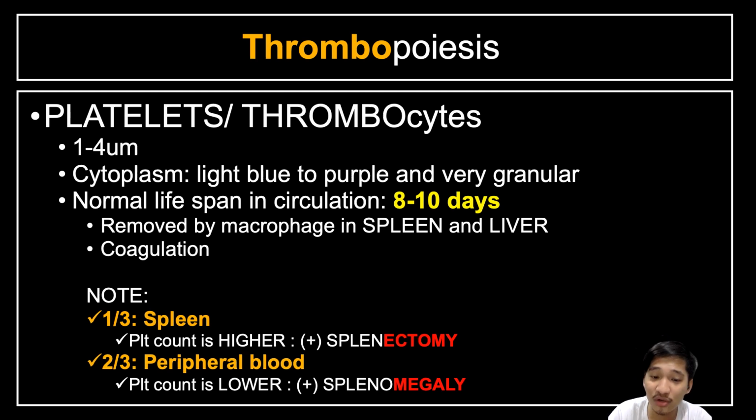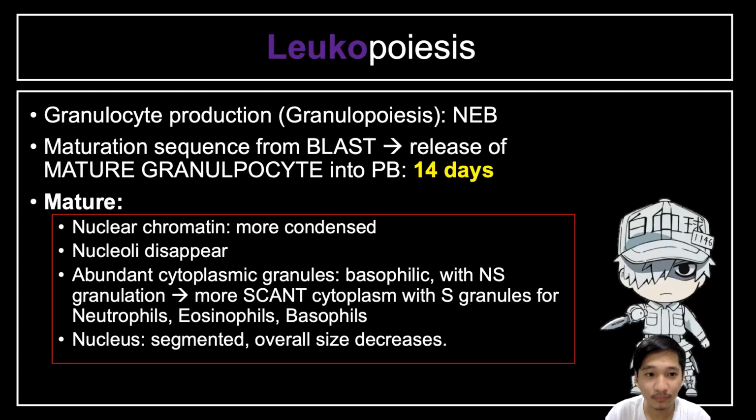In contrast, when the patient has undergone splenectomy, meaning excision of the spleen, there would be no spleen as a house or a pool for the platelets. So the platelet count now would be higher in the peripheral blood. So again, in patients with splenectomy, the platelet count would be higher. In patients with splenomegaly, meaning giant spleen, the platelet count would be lower.